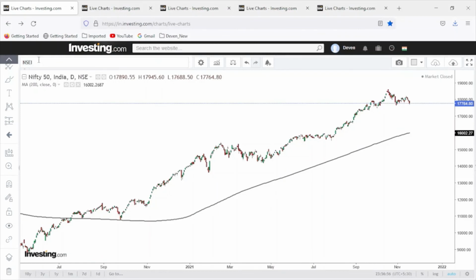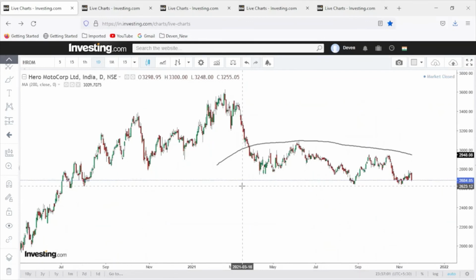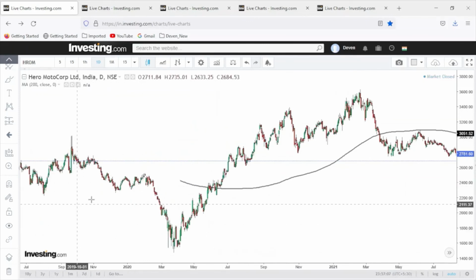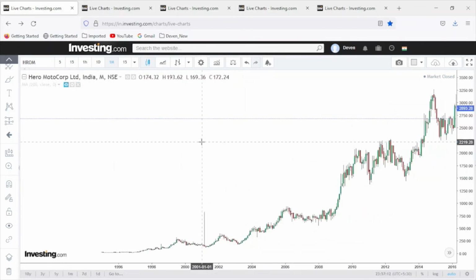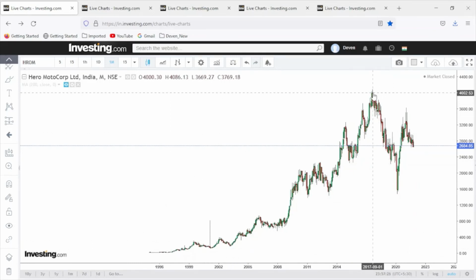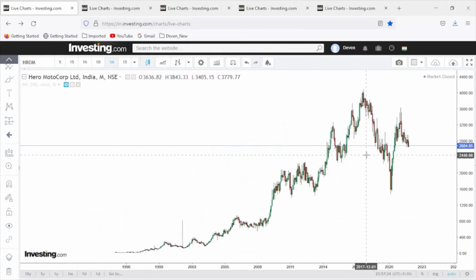Now I'll show you an example. There's a company called Hero MotoCorp, which was once a fundamentally great company, which had given good returns to many investors. We'll go to the monthly chart rather. Here you can see this company, almost from 96, was trading at around 31 rupees, 40 rupees, and it had gone as high as 4,000, 100 times returns. But then it fell down to 1600, and again it bounced back. Now this is a monthly chart.